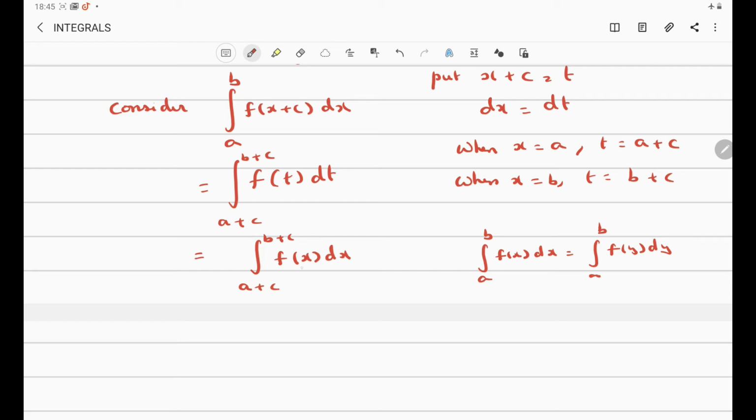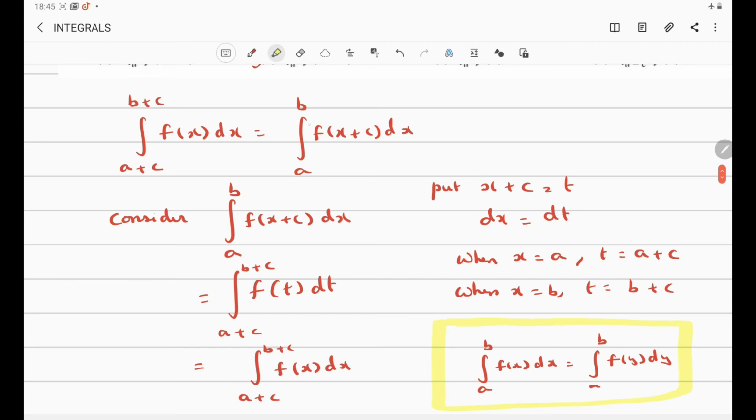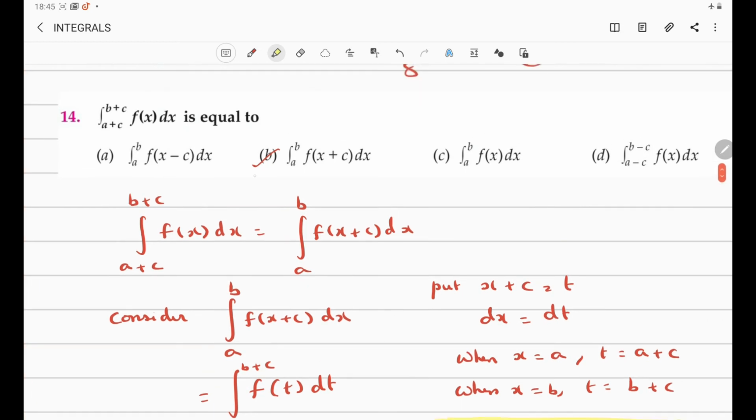It is independent of the variables. In place of t we can write x, and the lower limit and upper limit will be a plus c and b plus c, f of x dx, based upon the property that integral a to b f of x dx is integral a to b f of y dy. So we could prove that integral a to b f of x plus c dx is same as integral a plus c to b plus c f of x dx. So the right option is option B.